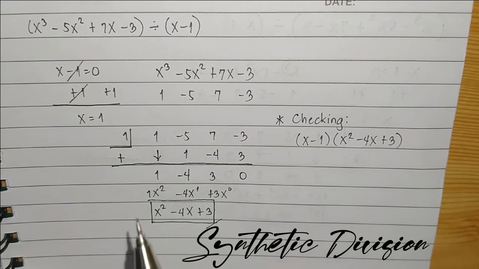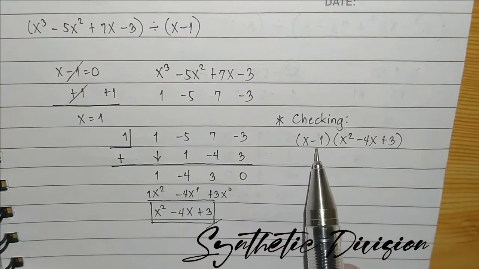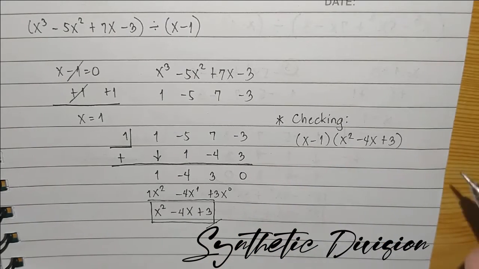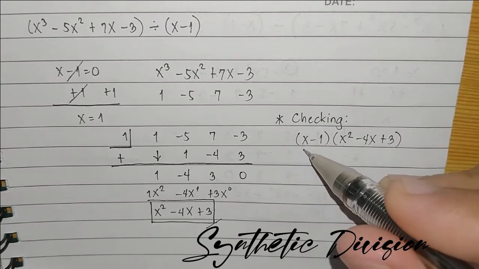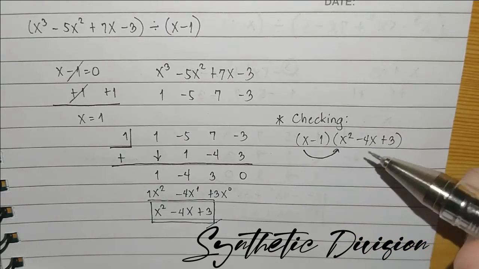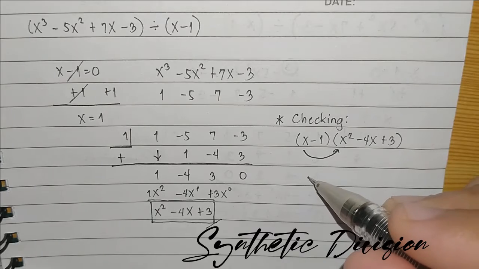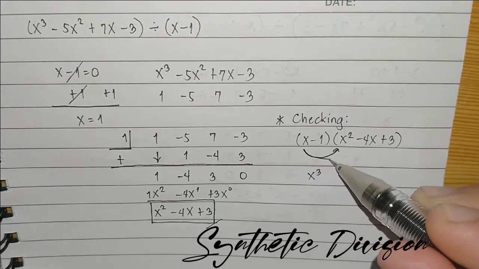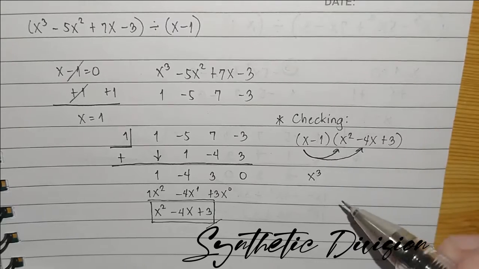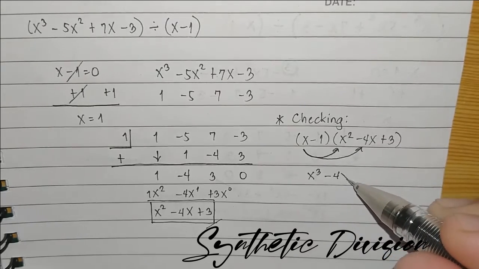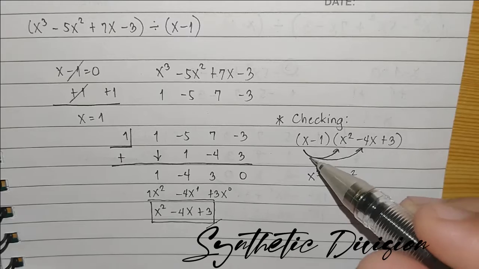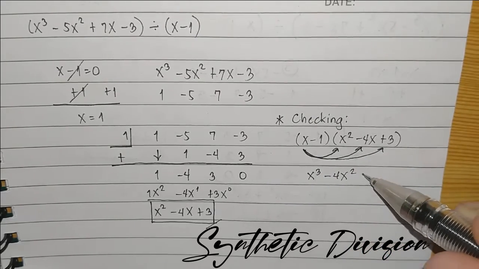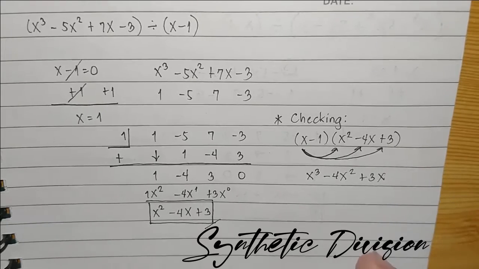Sa checking, imumultiply lang natin si divisor na x minus 1 times the quotient x squared minus 4x plus 3. Let's first multiply this first term to x squared. Ito ay merong x cubed. Then if we multiply x to negative 4x, we have negative 4x squared. And then same thing, x times positive 3. So we have plus 3x.